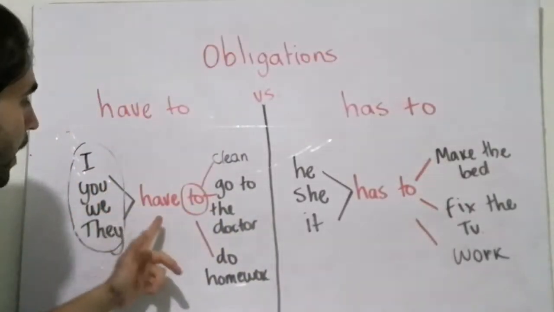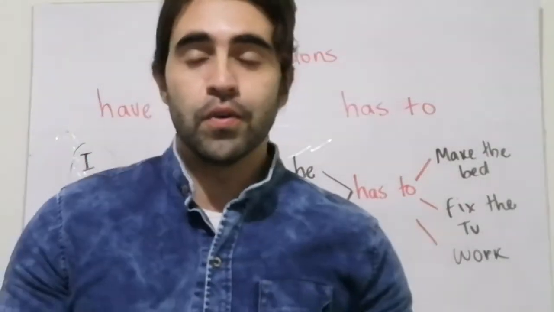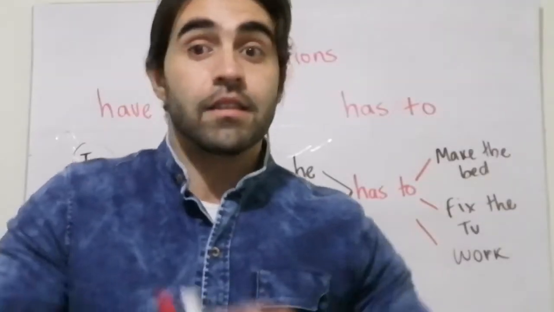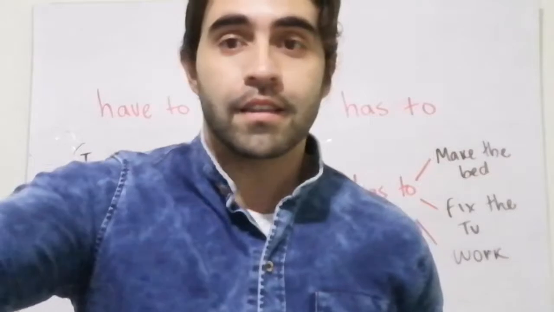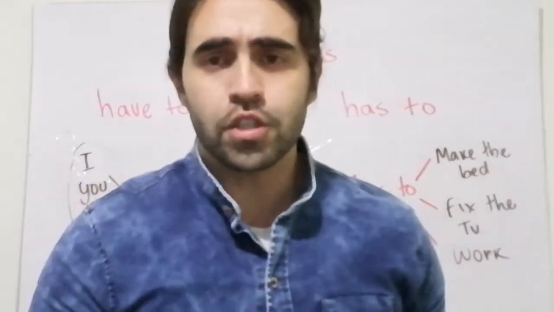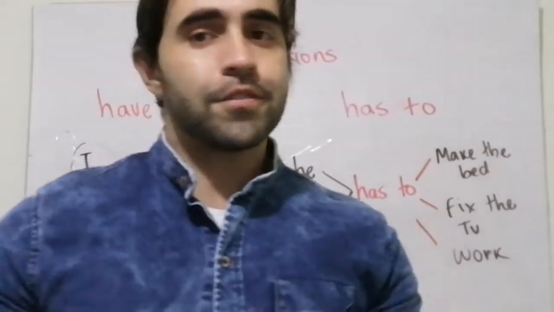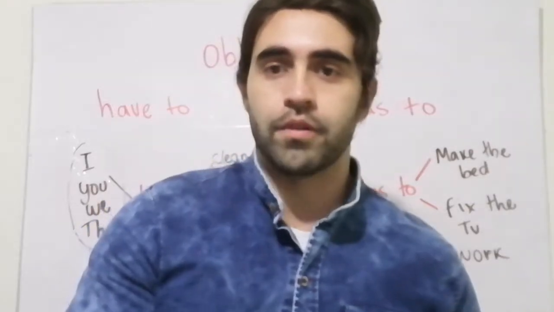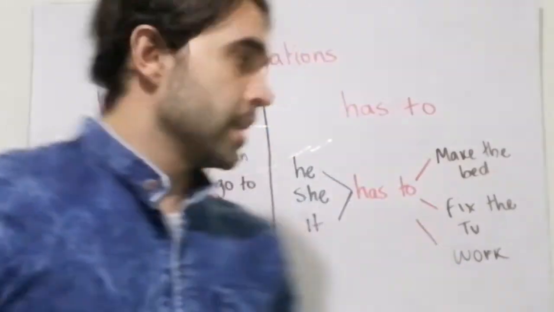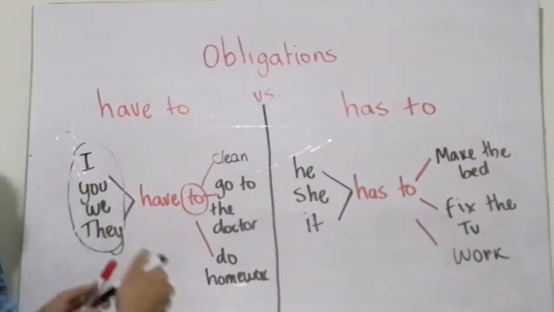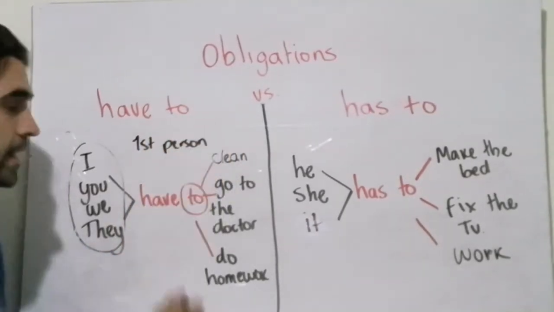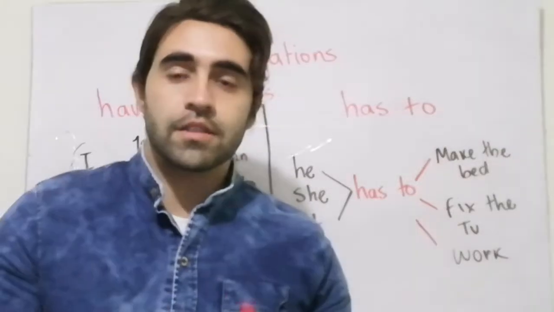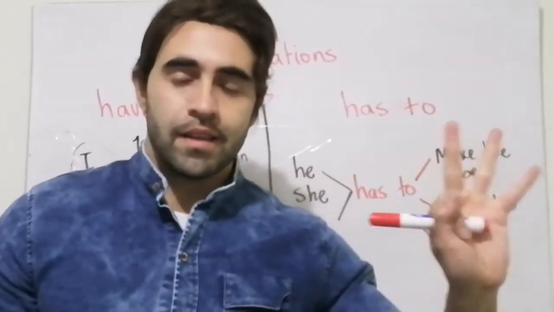Or we have to do the English homework. Yes, it's an obligation because I have to present this homework to my English teacher. So I say, we have to do our English homework, right? Those are the examples in the positive form with the first person. Now, let's have a look at some examples with the third person.